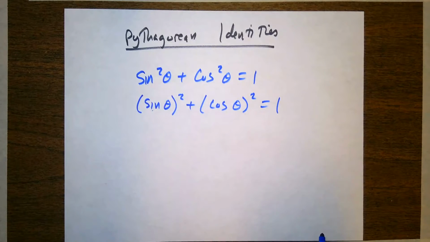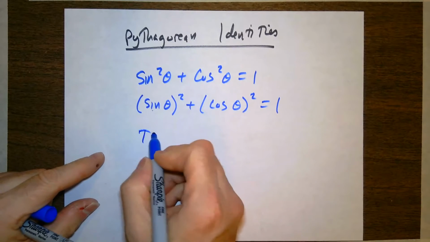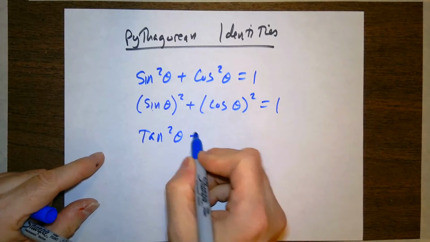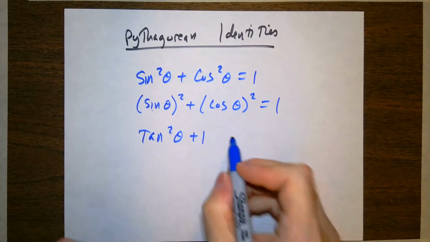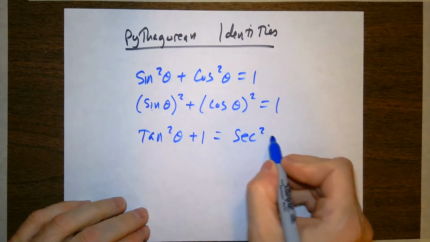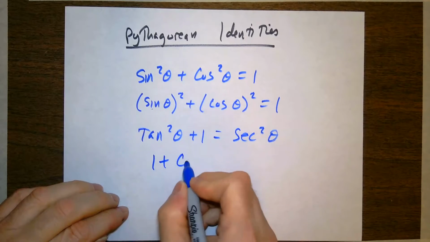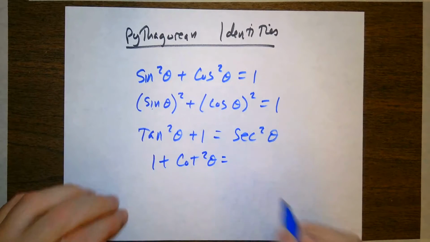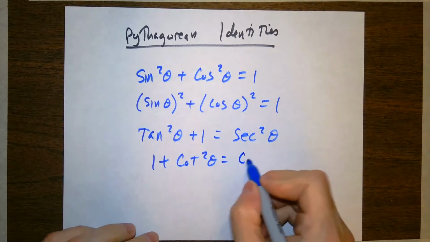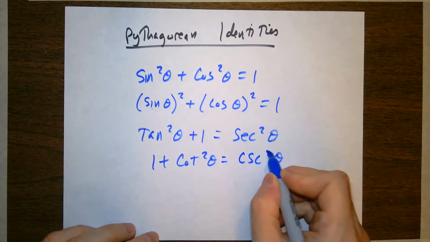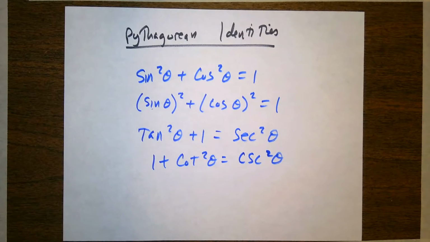That's my first identity. The next one is tangent squared of an angle plus 1 is equal to the secant squared of that angle. And then finally, 1 plus the cotangent squared of any angle is the same thing as the cosecant squared of the angle. These identities become very useful when we're simplifying and working with trig expressions and equations and solving and simplifying.